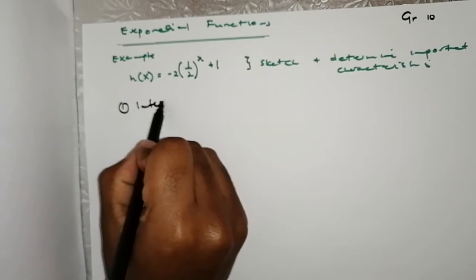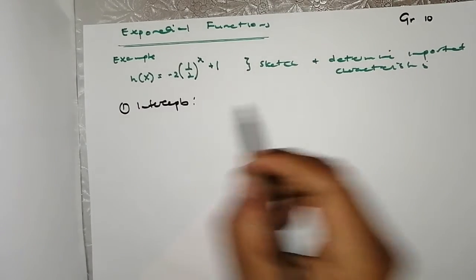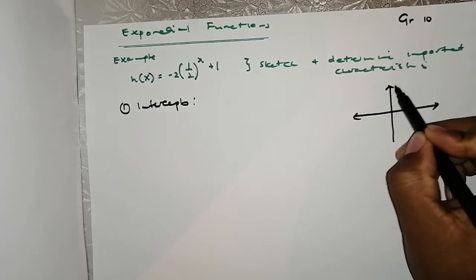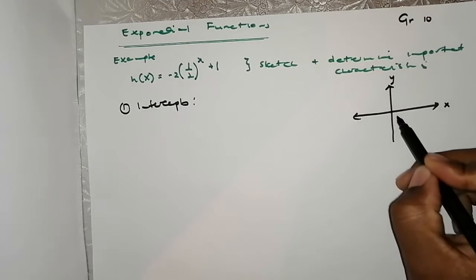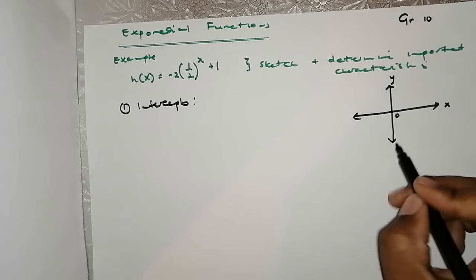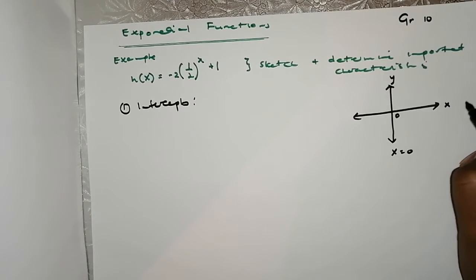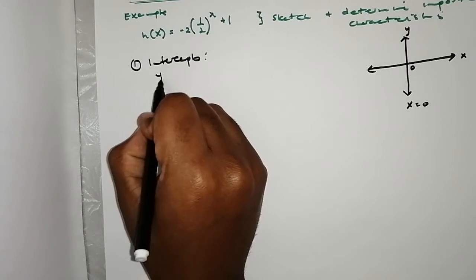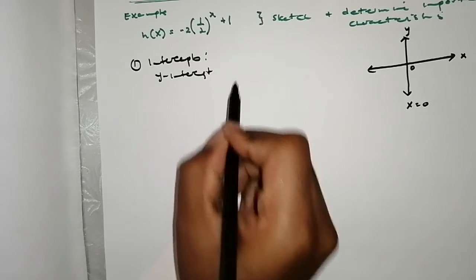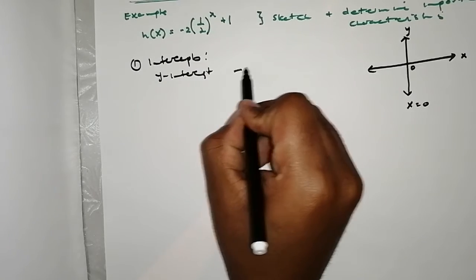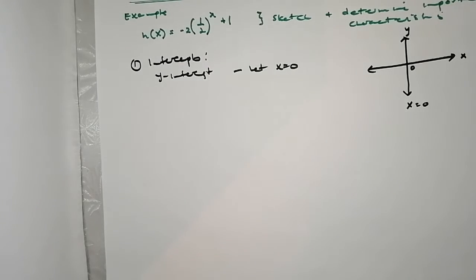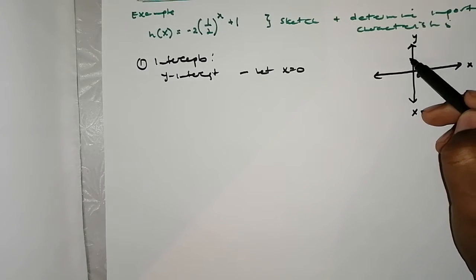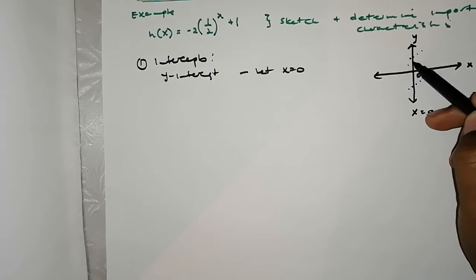Firstly, we're going to find the intercepts, where the function will actually cut the axis, either the y or the x axis. This is the y axis, this is the x axis, this is zero. The equation of the y axis is x equals zero. The equation of the x axis is y equals zero. Okay. The y-intercept first: we let x equal zero. Why are we doing that? Because we want the value of y when x is equal to zero, when the function will cross the y-axis.